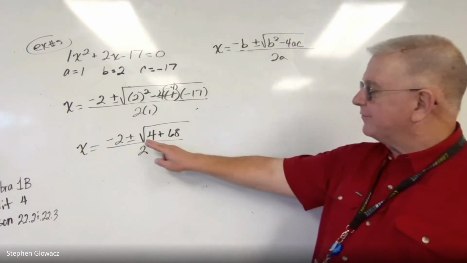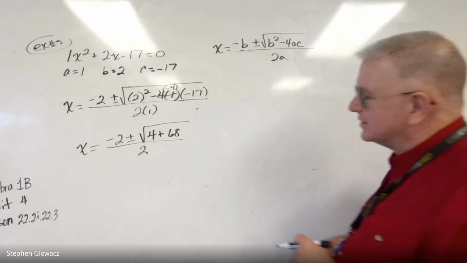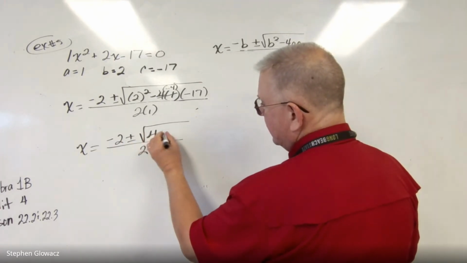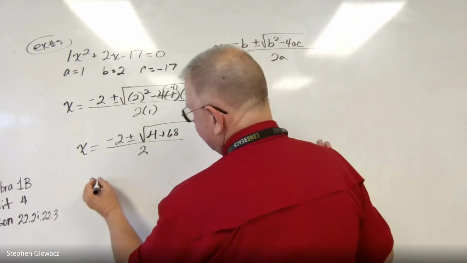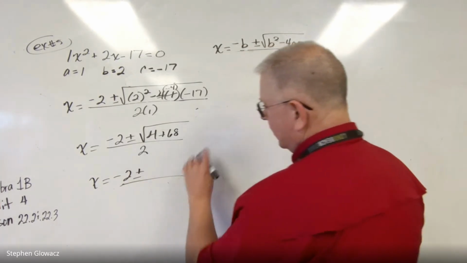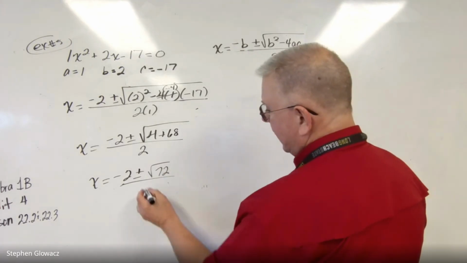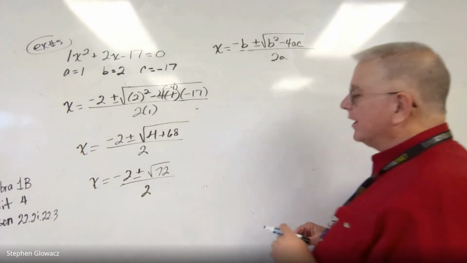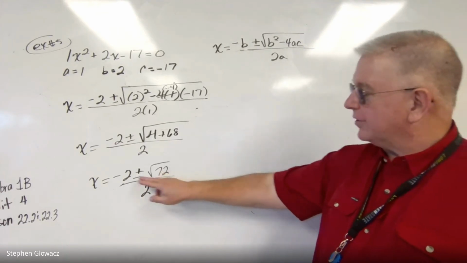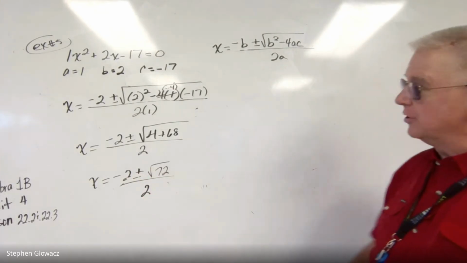All right, so now we have to add this up here. 4 plus 68 gives us 72. Let's just leave that there. Trying to reduce the writing, but we want you to be able to look at the whole thing and see it. So let's go ahead and write that out. It's not too bad, right? All right, so now we have negative 2 plus or minus the square root of 72 over 2, and that is our solution.